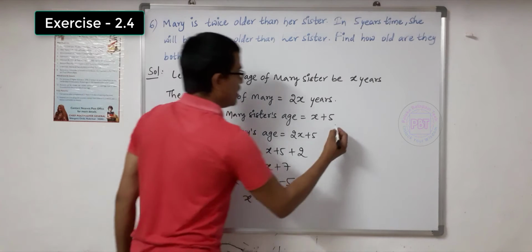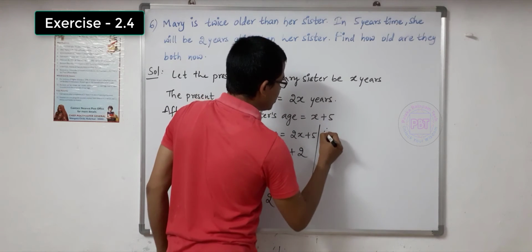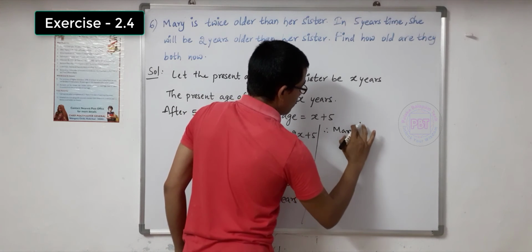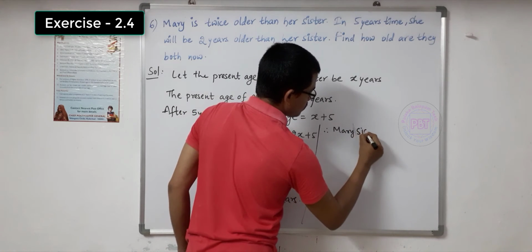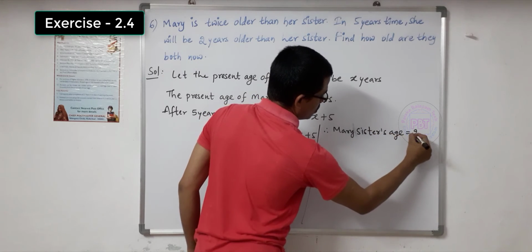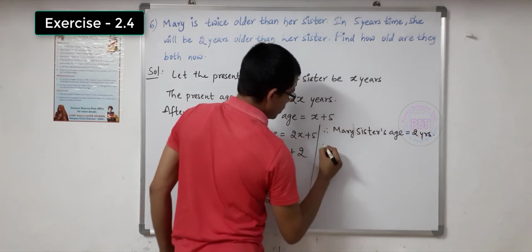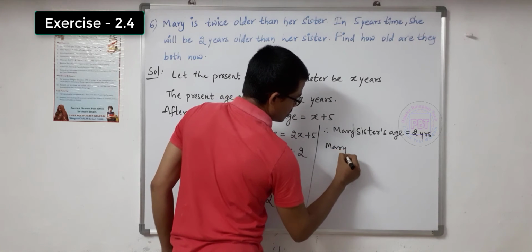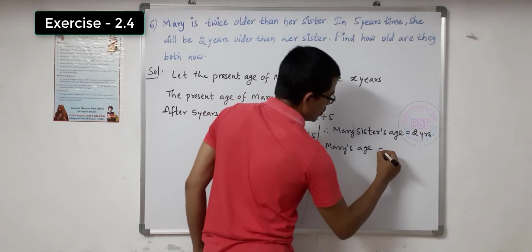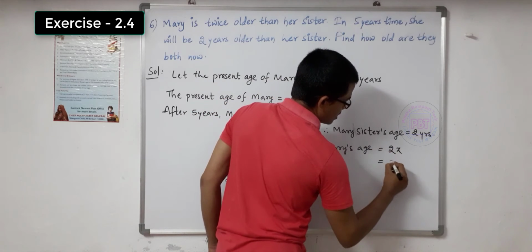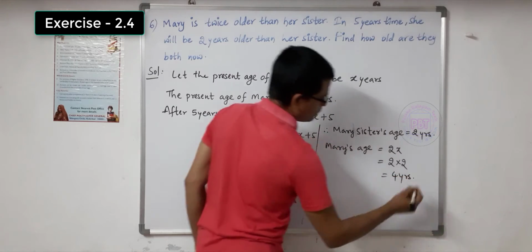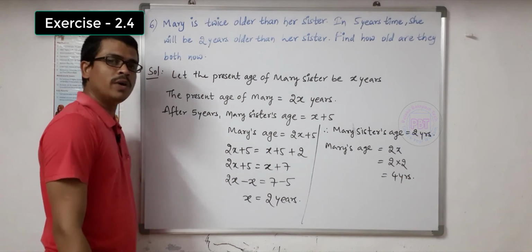Isn't it? Write that. Therefore, Mary's sister's age equals 2 years. Mary's age equals 2x. In that substitute x as 2, 2 into 2, which is 4 years. Okay, I hope you understand this.